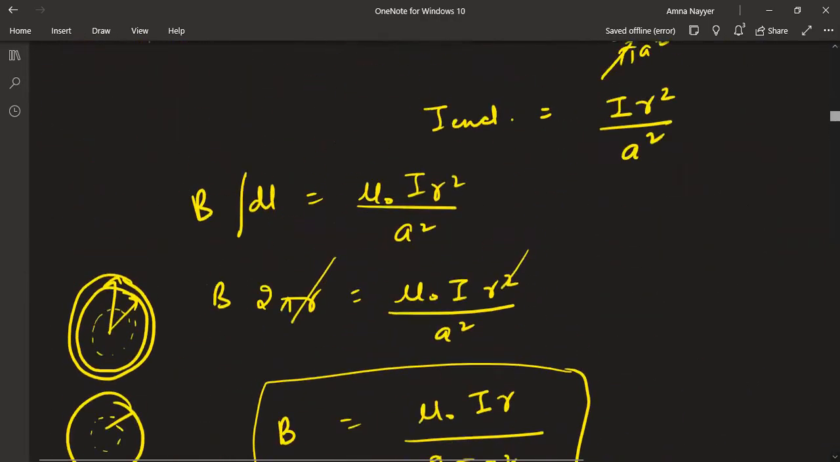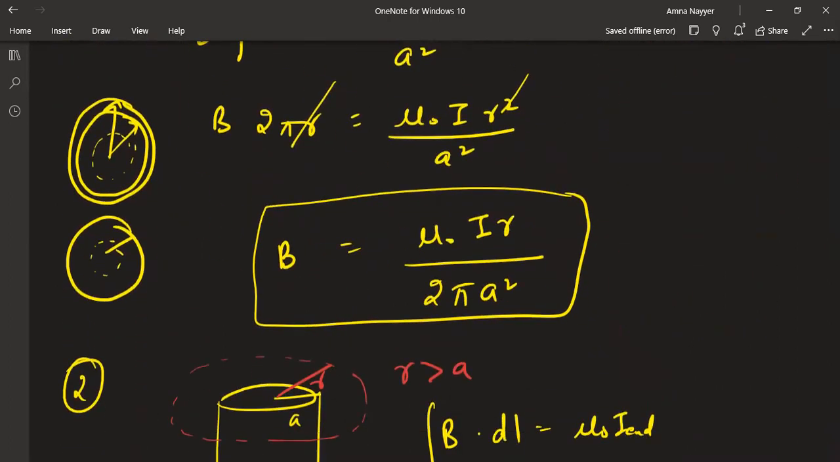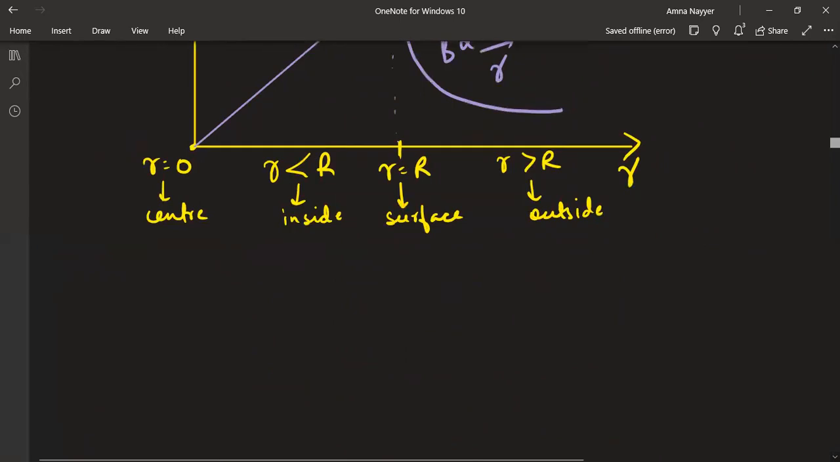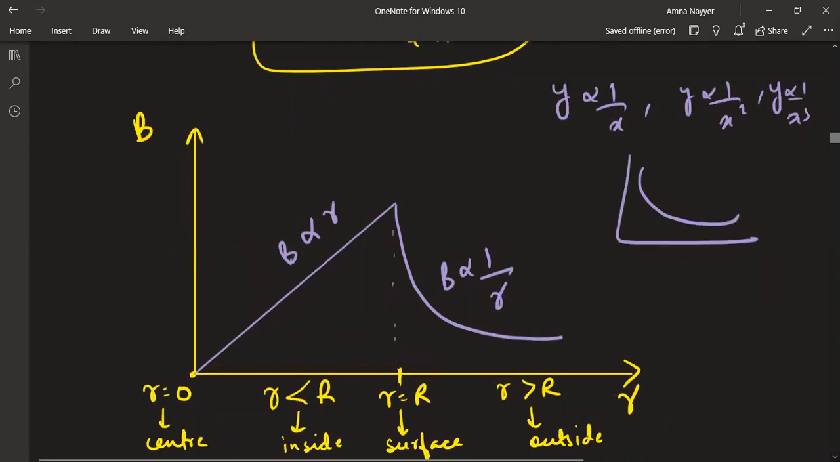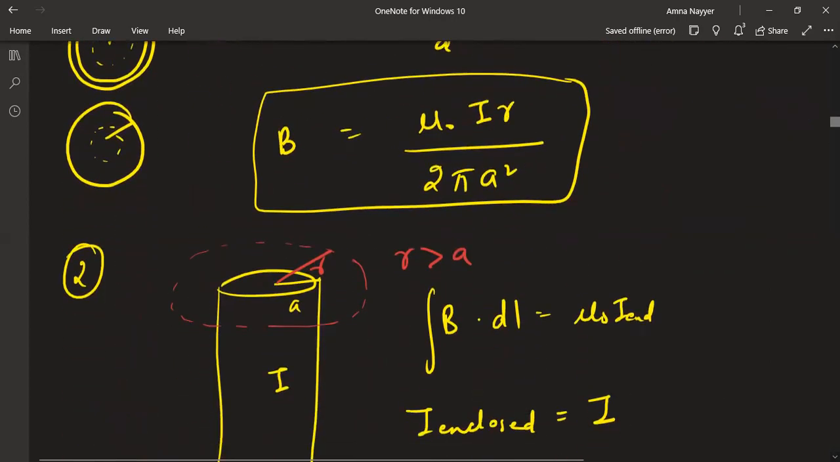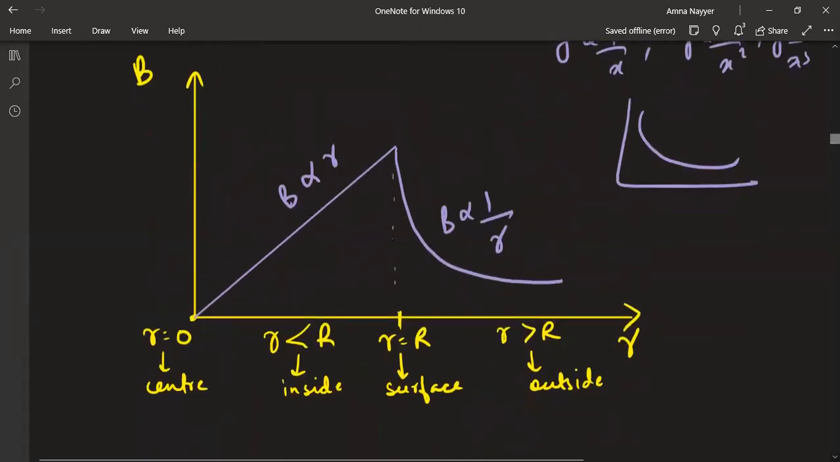Please class, these two cases which I have discussed with you in the class, remember these two. Mu naught IR by 2 pi a square, and the graph also for it. Yes, this graph. Because earlier when it is inside, it is directly proportional to R. But for the outside formula, there wasn't any R. See, this was the case when it was inside. B is equal to, the point was taken inside, so Amperian loop was taken inside, so mu naught IR by 2 pi A square. And when it is outside, this is mu naught I by 2 pi R. So this becomes the formula for it.